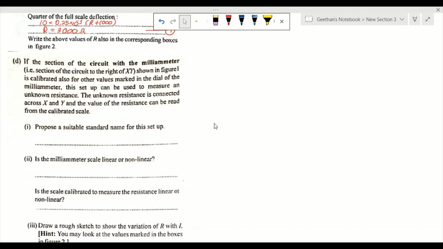Propose a suitable standard name for this setup, and you know this name, which is the ohm meter. We call this an ohm meter. This is an ohm meter, right? So writing the proper answer here as an ohm meter, you get 1 mark.